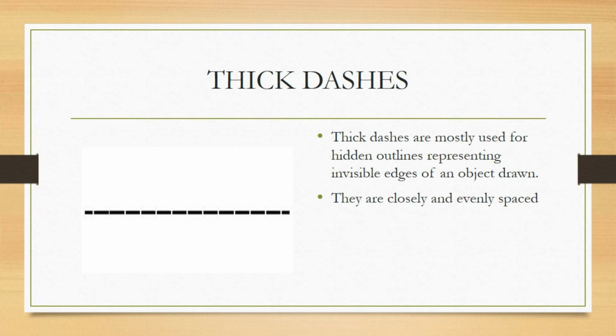Thick dashes are mostly used for hidden outlines, representing invisible edges of an object drawn. They are closely and evenly spaced.